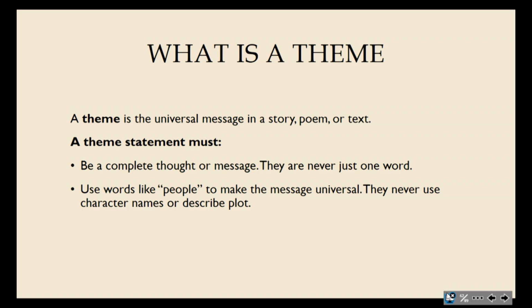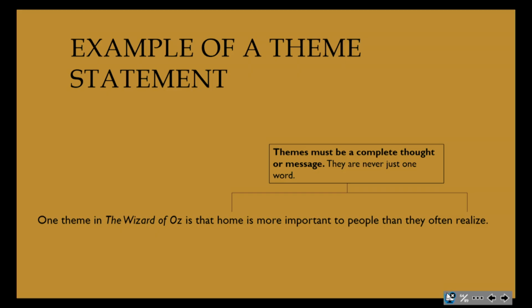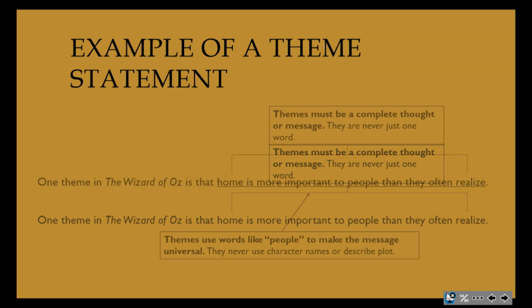So let's look at an example of a theme statement. One theme in The Wizard of Oz is that home is more important to people than they often realize. Again, we're looking at this idea that themes must be a complete thought or message. And a complete thought is a complete sentence, right? So you look at home is more important to people than they often realize. That is a complete sentence and a complete thought without "one theme in The Wizard of Oz," right?